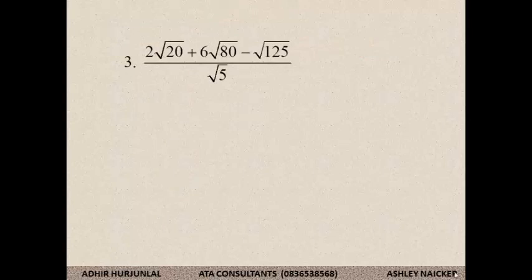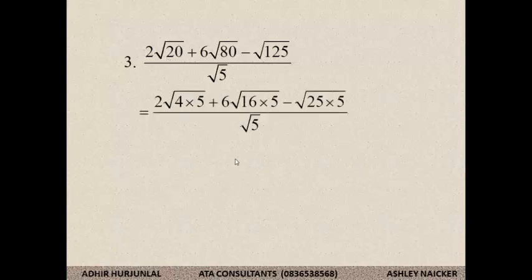Example number 3. Similar to example number 2. If we work with this, the answer. Now one more time, guys. 2 root 20, remember, the square root of 20 is the same as the square root of 4 times 5. I'm saying that is the same as that.